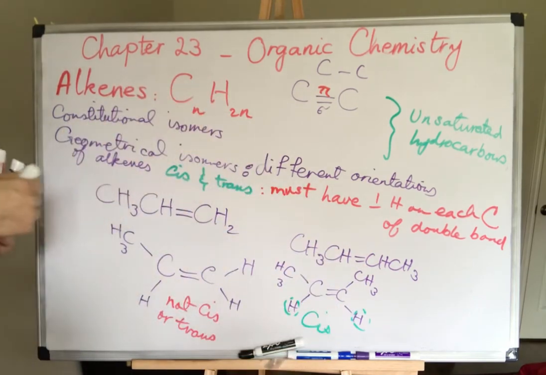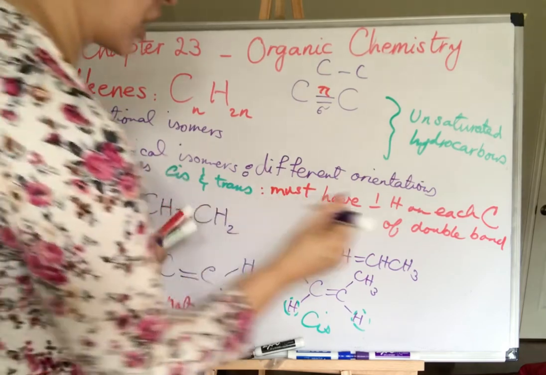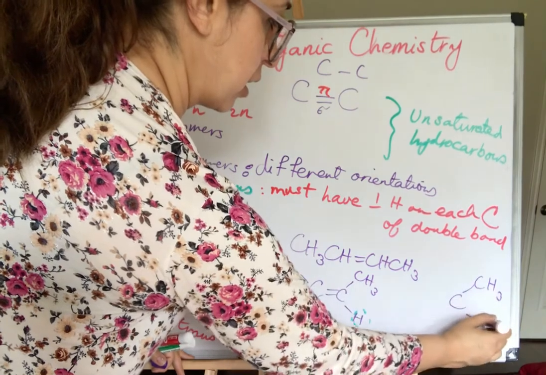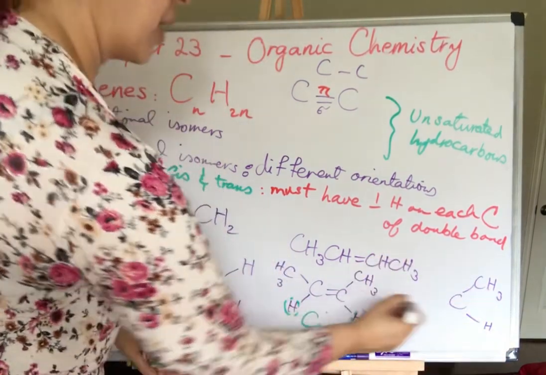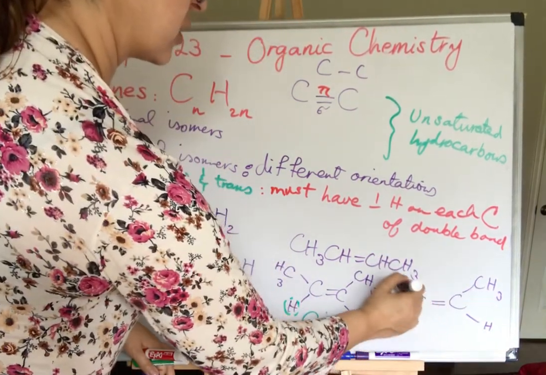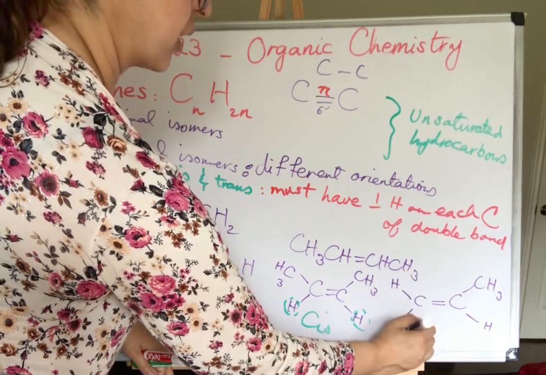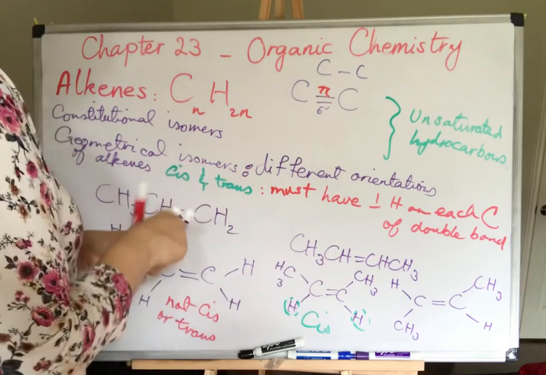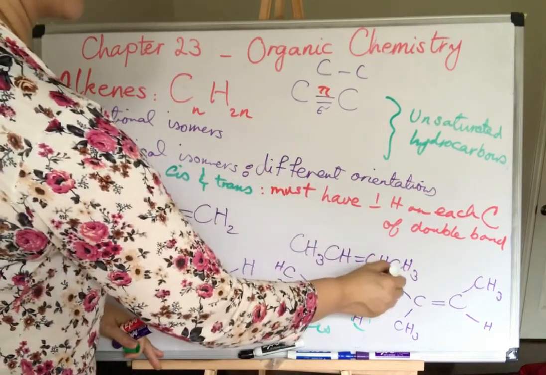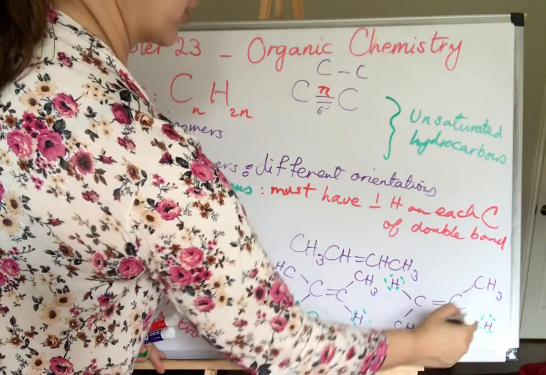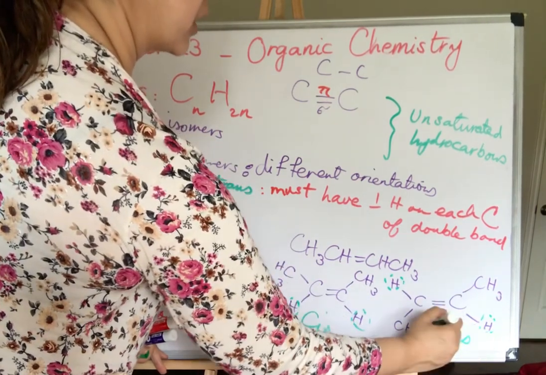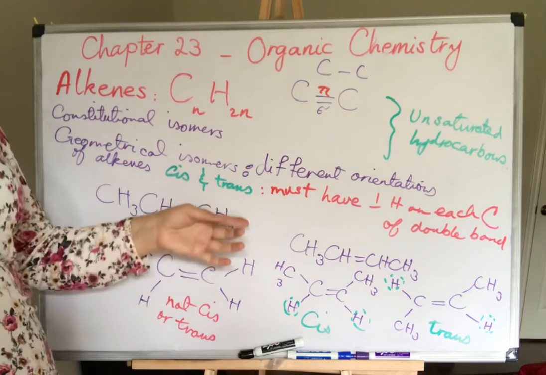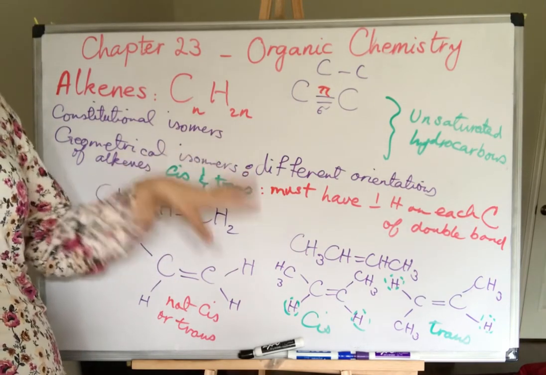Cis. If you change, let's keep the groups here the same. Methyl group on top, the CH3 on top, and let's switch hydrogen here and CH3 here. Do we have hydrogen on each side? I'm still working on the same compound. Yeah, but hydrogens are on the opposite sides, so we call it trans. So you see, cis and trans or geometrical isomer is specific to alkenes so far, okay?